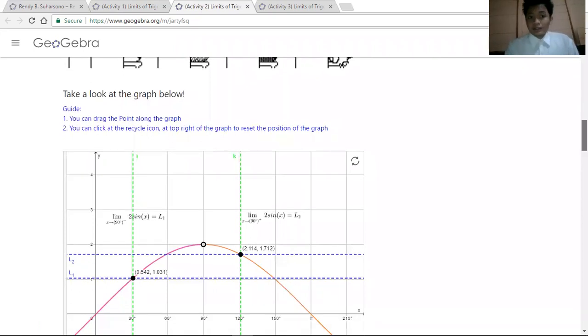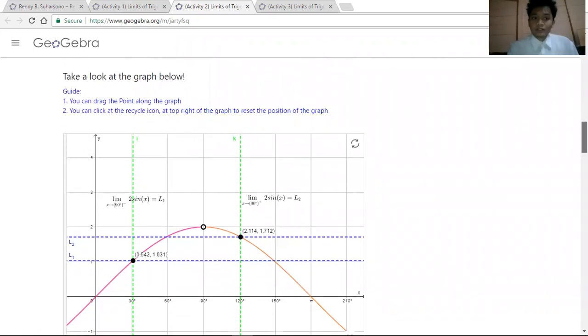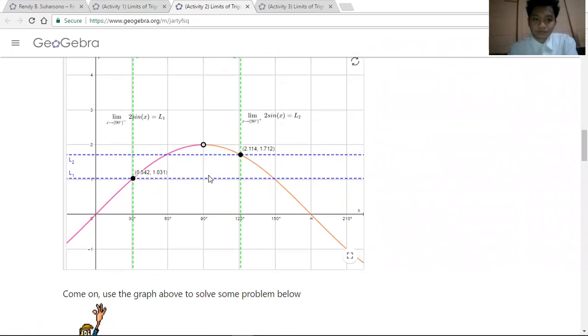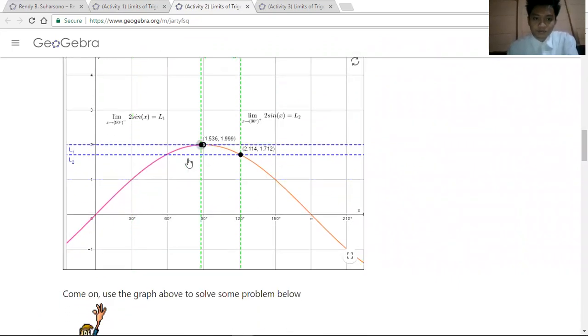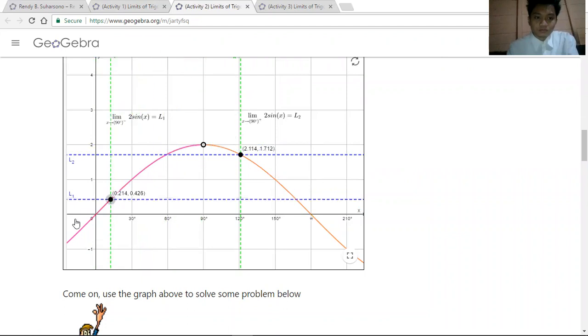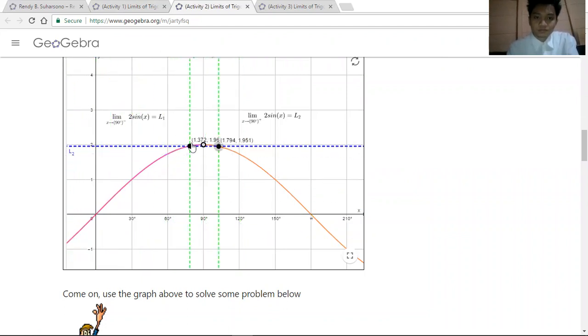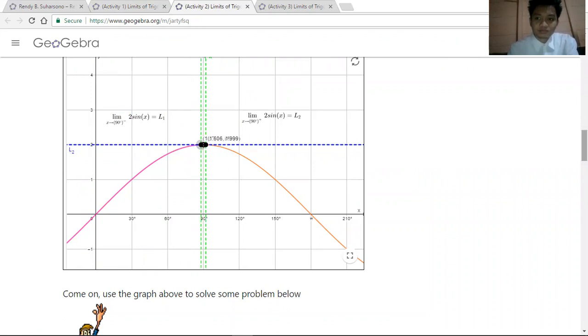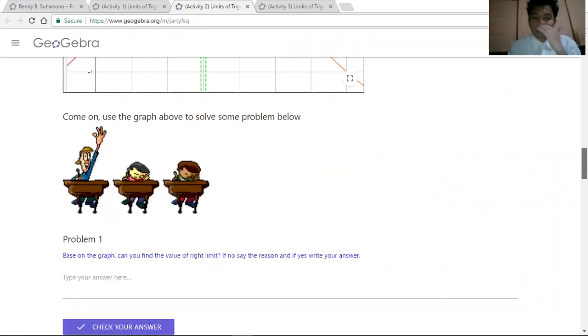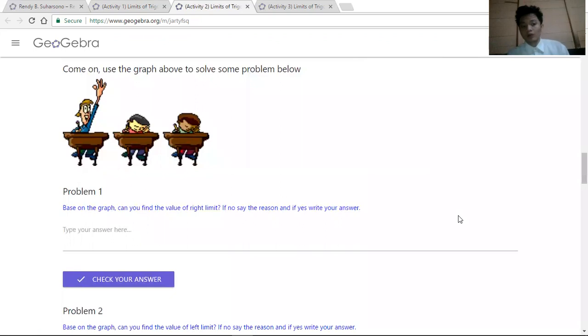Take a look at the graph below. You can drag the point along the graph. You can click the direction icon at the top right to reset the position of the graph. Use the graph above to solve some problems below.